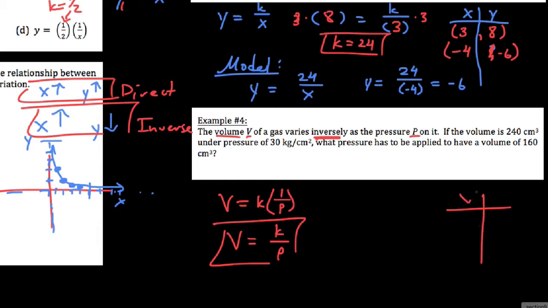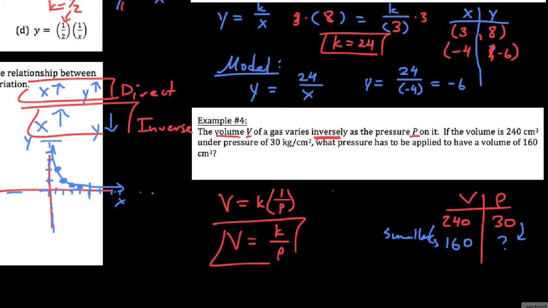Here's what we're told. Volume and pressure are related to one another. It says if the volume is 240 cubic centimeters, so they give us a data point, 240 cm cubed, under a pressure of 30 kilograms per centimeter squared. This is what pressure has to be applied to have a volume of 160 cubic centimeters. So we know this unknown corresponds to this 160 cubic centimeters of volume. Keep in mind that because our volume is getting smaller, the pressure is actually going up. You're squeezing it down.